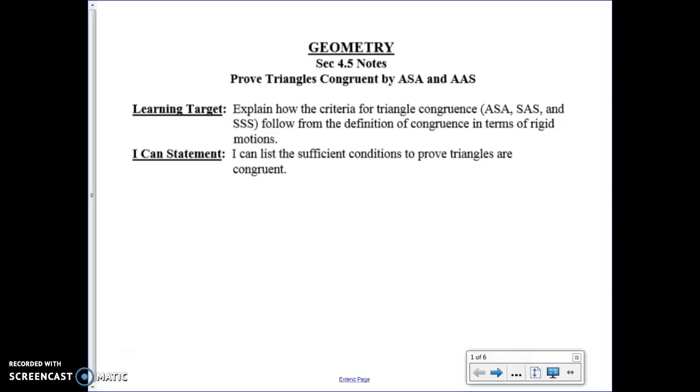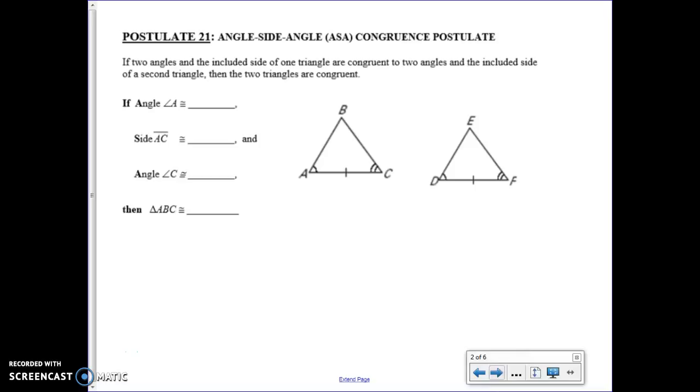All right, guys, today we're getting into our last two shortcut methods when we're dealing with triangles. We have angle, side, angle, and angle, angle, side. So when we talked about side, angle, side, we said the important piece was that the included angle was there. The angle was between the two sides. Angle, side, angle is very much the same.